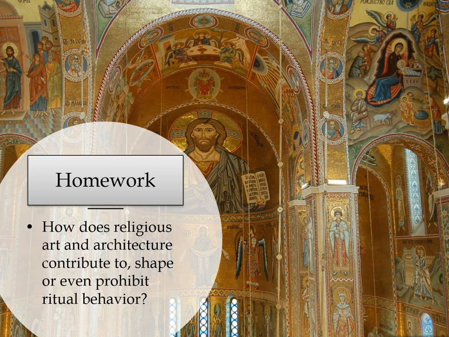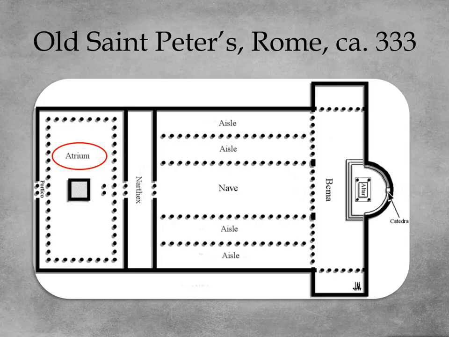If we look at the architectural model of an early Christian space, Old St. Peter's in Rome, which was constructed in the early 4th century, we can see that the architecture is designed to shape the way people move in the space. So here we have the atrium.